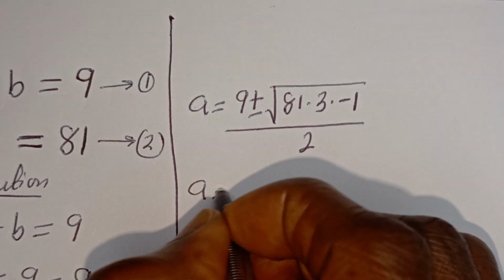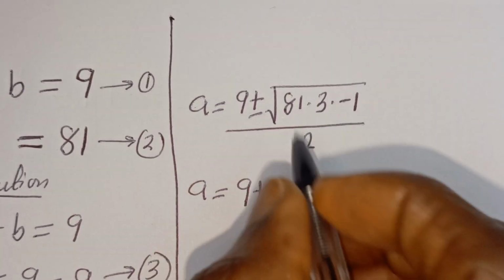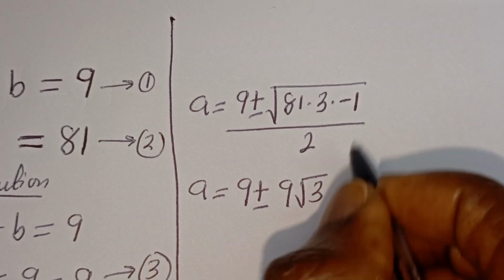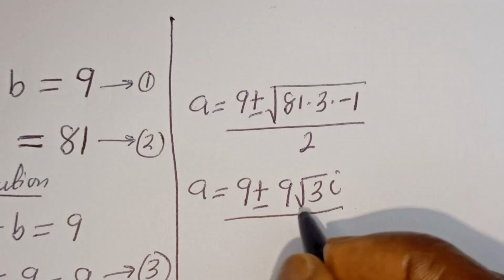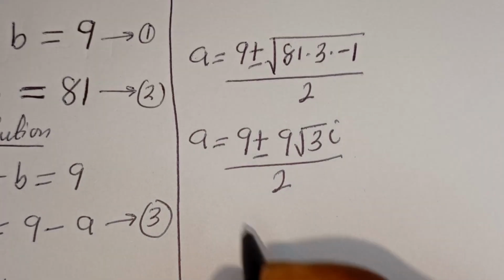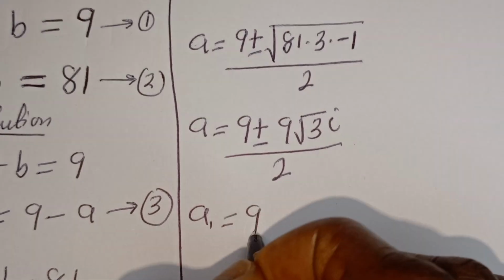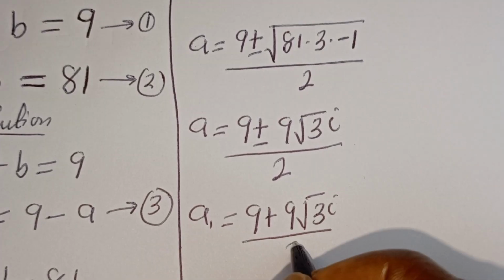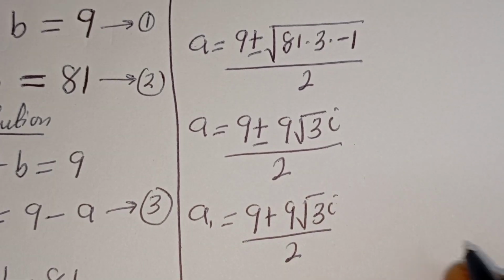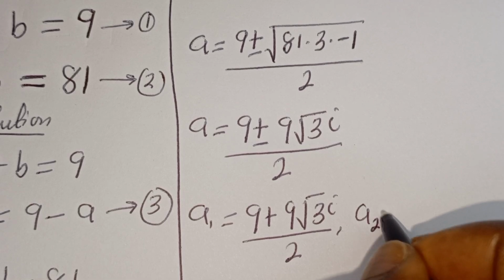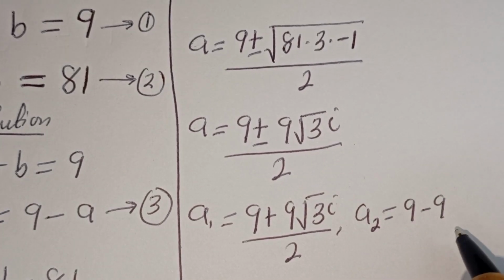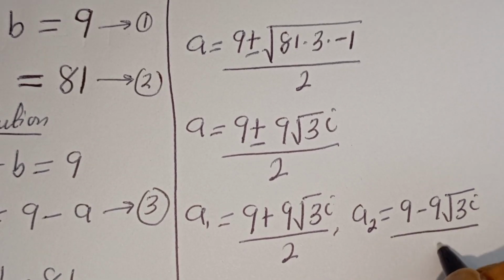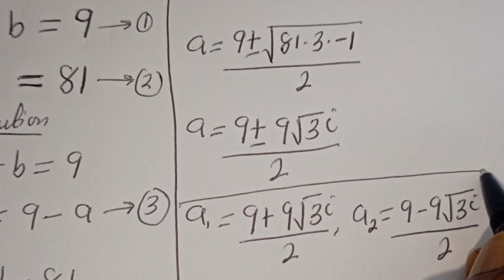Then a is equal to 9 plus or minus square root of 81, that is 9, then root 3 square root of minus 1, i, divided by 2. Now, A1 is equal to 9 plus 9 root 3i divided by 2, and A2 is equal to 9 minus 9 root 3i divided by 2. These are the values of a.